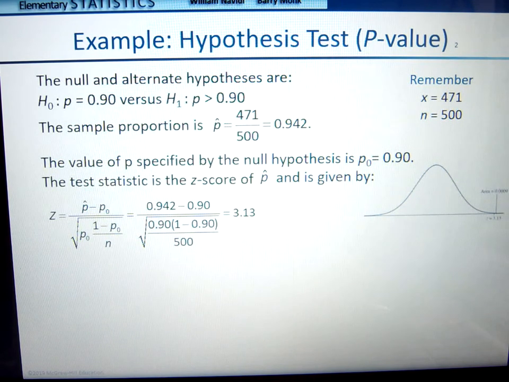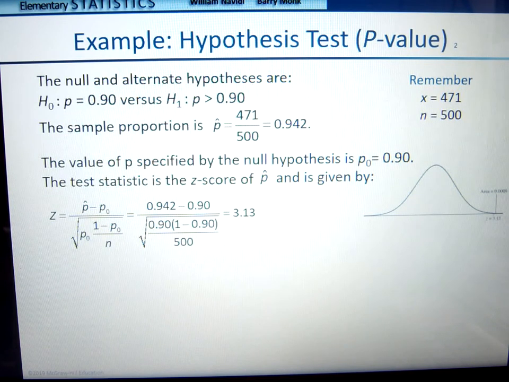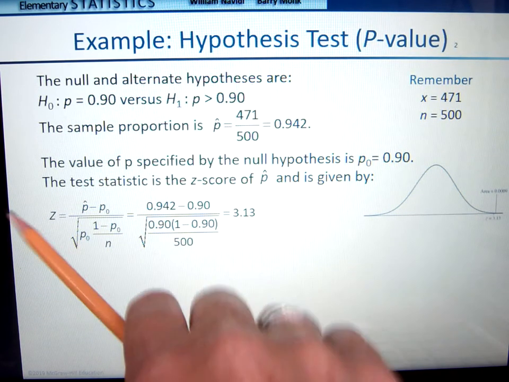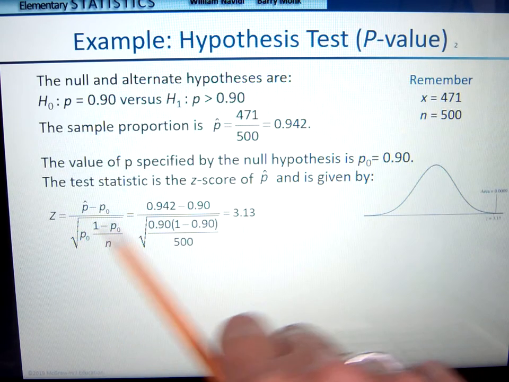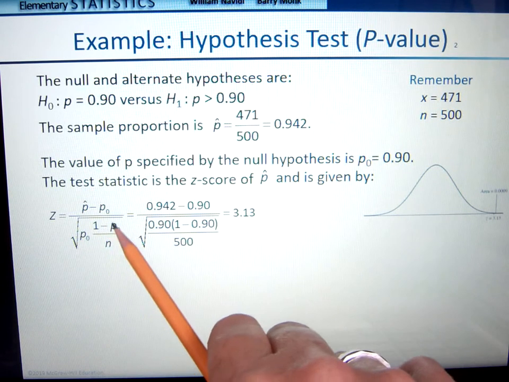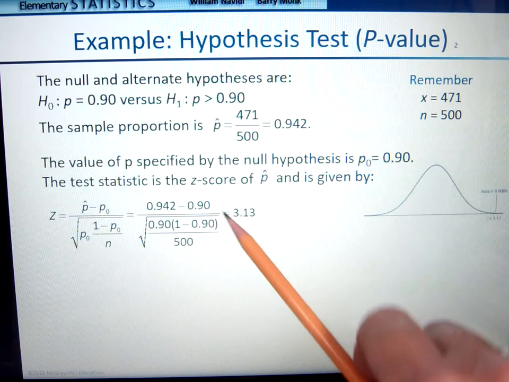So the null hypothesis is that p equals 0.9 versus the alternate, which is going to be p greater than 0.9. The sample proportion is 471 over 500, which is 0.942. Now, the value of p specified by the null hypothesis is that 0.9 probability. The test statistic is a z-score of p hat, and that will be given by this. You're going to take p hat minus your null over the square root of your null times 1 minus your null divided by n.